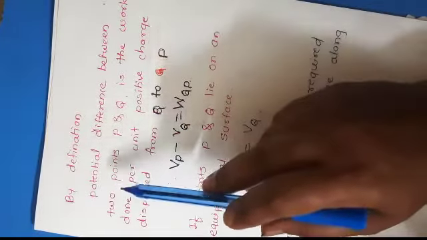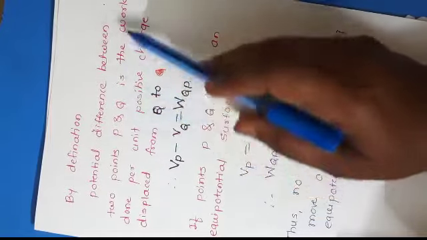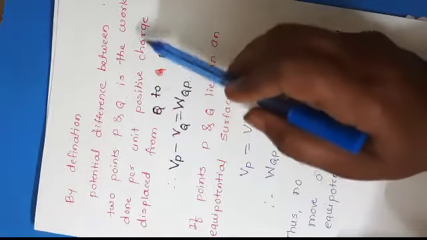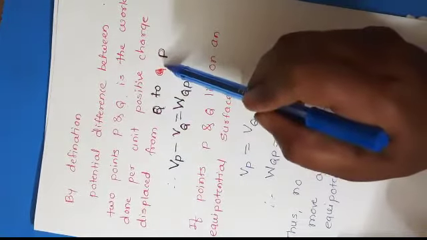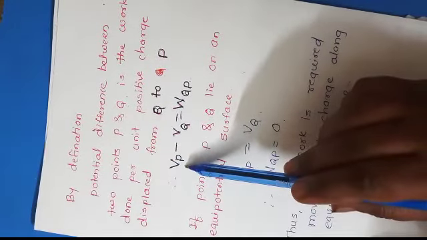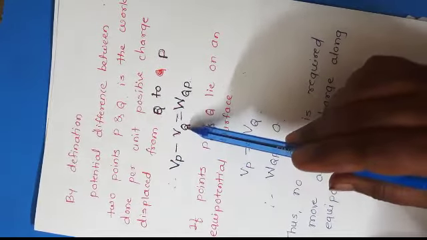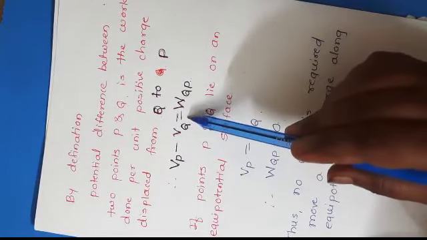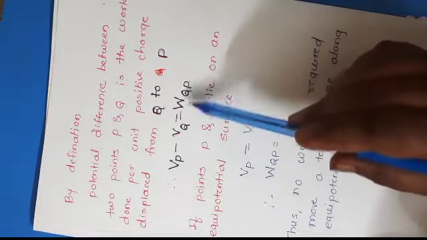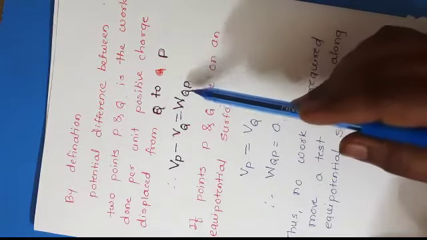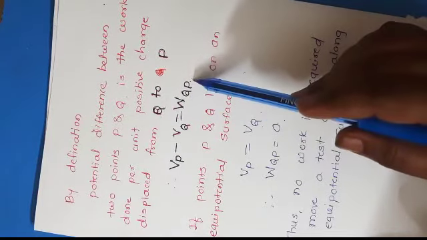Means if a point moves from P to Q, there is work done per unit positive charge. This charge is displaced from Q to P. There is work done when the point moves from P to Q, which means the potential at point P minus the potential at point Q. This work done means the charge is displaced from Q to P.